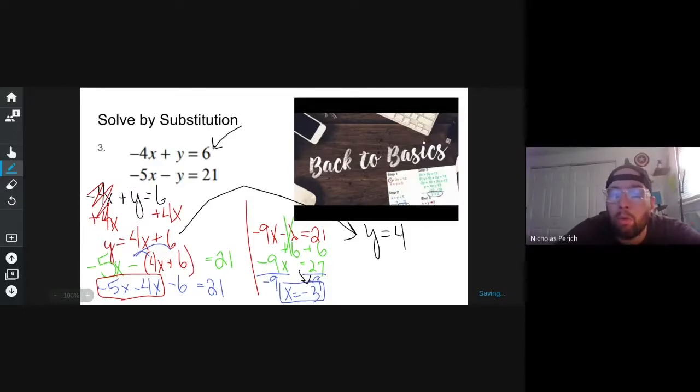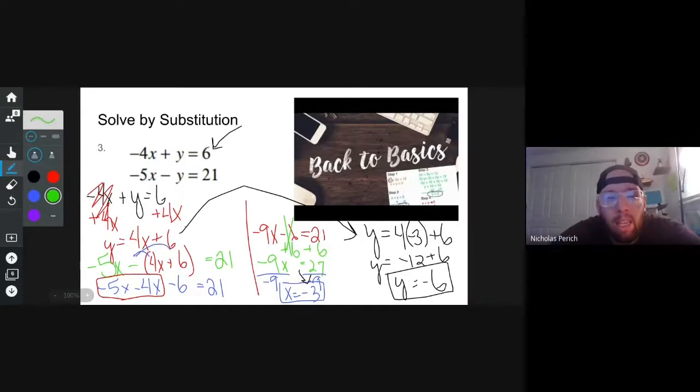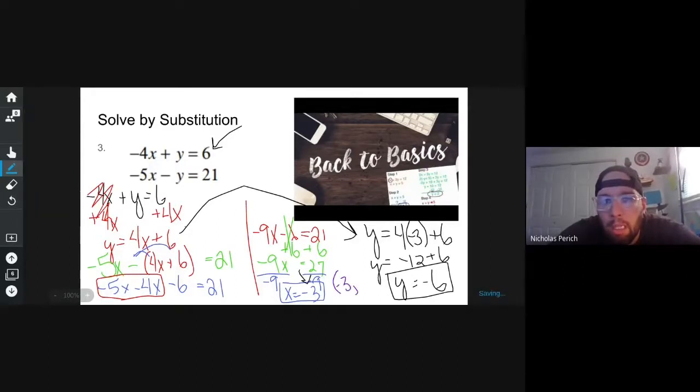So y equals 4x plus 6? No. Y equals 4 times negative 3 plus 6. 4 times negative 3 is negative 12, plus 6 is negative 6. So if x equals negative 3 and y equals negative 6, I get my final answer to be the point negative 3, negative 6. Gross.